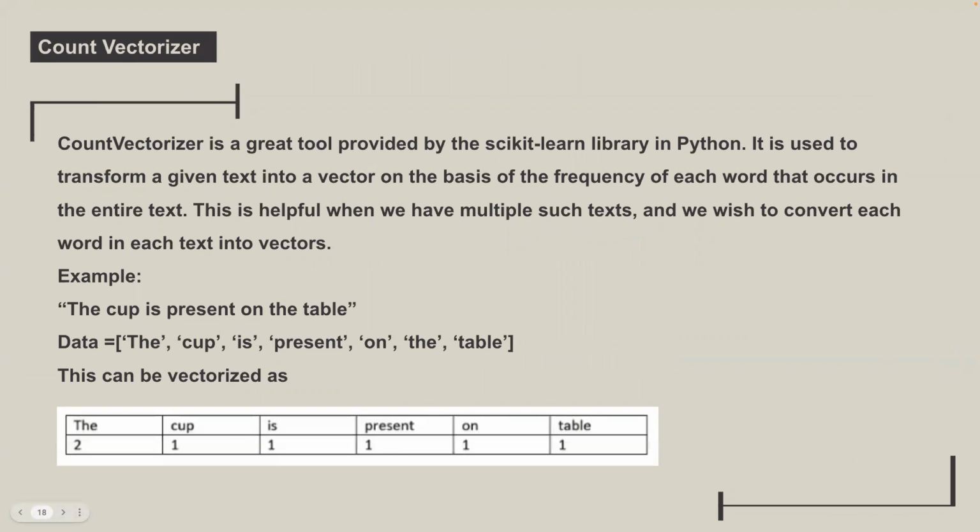Next, count vectorizer is a great tool provided by the scikit-learn library in Python. It is used to transform a given text into a vector on the basis of the frequency of each word that occurs in the entire text. Down below here is an example: "The cup is present on the table." It will put each word into tokens, and then it can be vectorized, so "the" is 2 because it appeared 2 times in this sentence. So that's how it works. Count vectorizer gives the sparse matrix of the frequency of the words in the document, so that's why it is useful to create models for sentiment analysis.